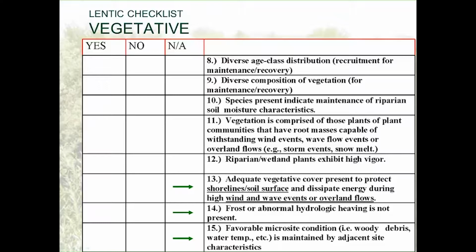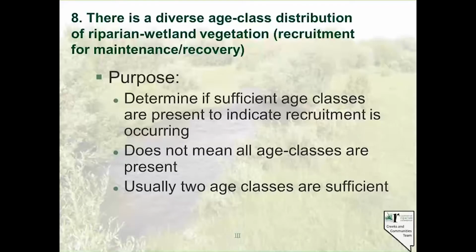Question 8: there is a diverse age class distribution of riparian wetland vegetation. The purpose is to determine if sufficient age classes are present to indicate recruitment is occurring. Not necessarily all age classes, usually just 2 are sufficient, especially the established seedlings and the middle age, which are the more important ones because that indicates the continuity of reproduction. So young shrubs, middle-aged shrubs, those are particularly easy to detect. It's a bit harder with herbaceous vegetation.